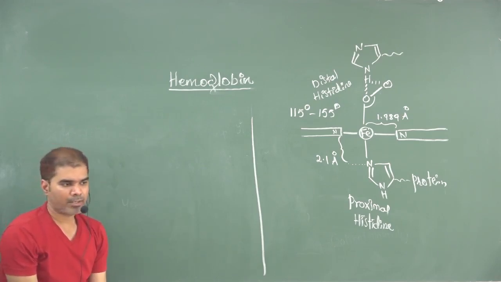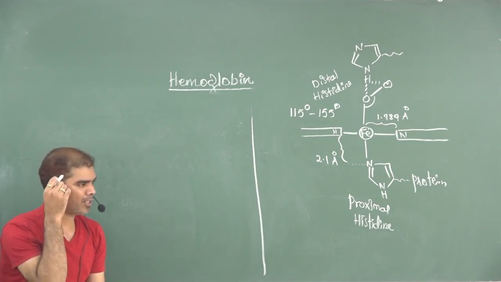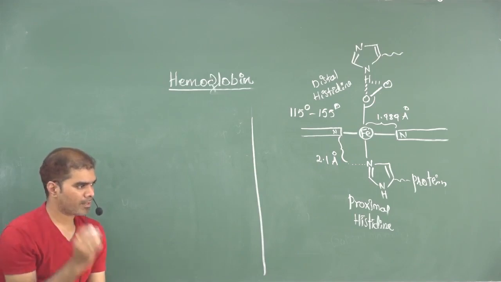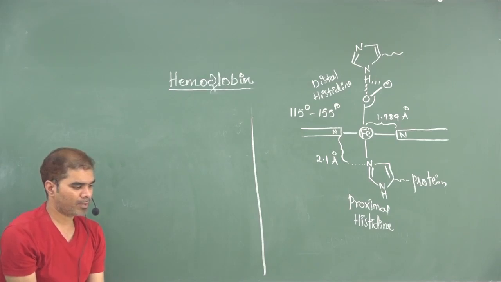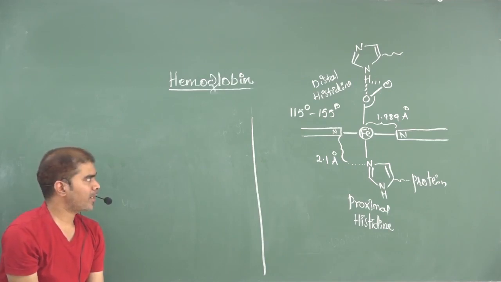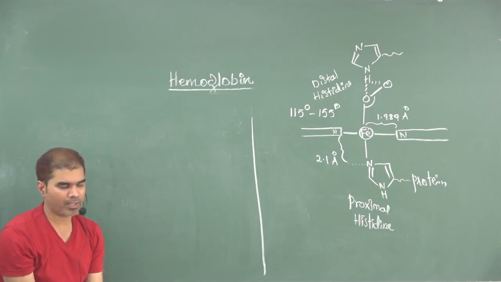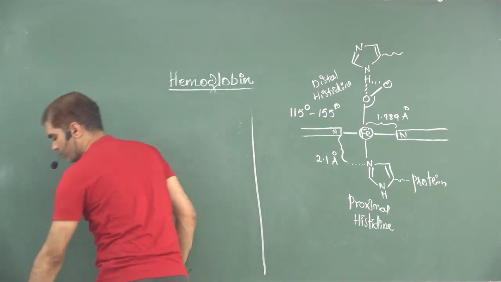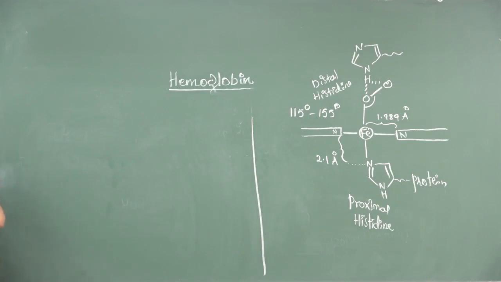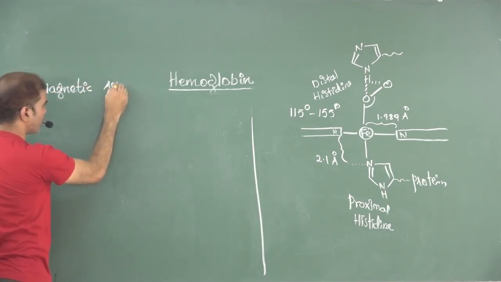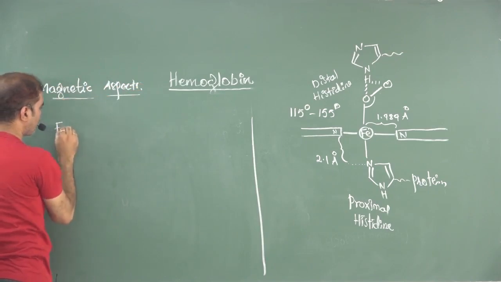Next, the stability, this is another important point. The stability for iron-dioxygen binding comes from hydrogen bonding, where the hydrogen of distal histidine is involved. Hydrogen of distal histidine is involved.